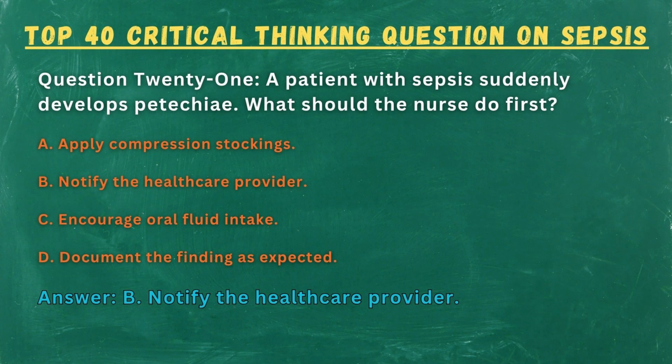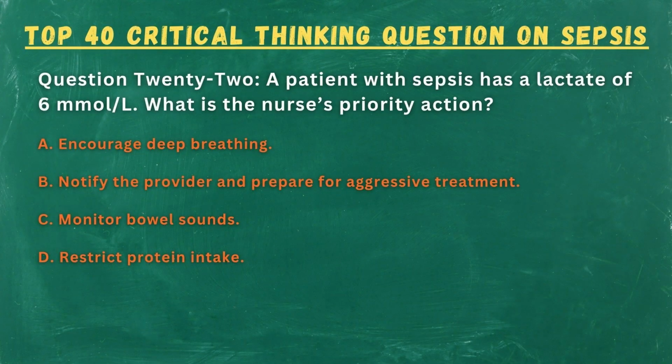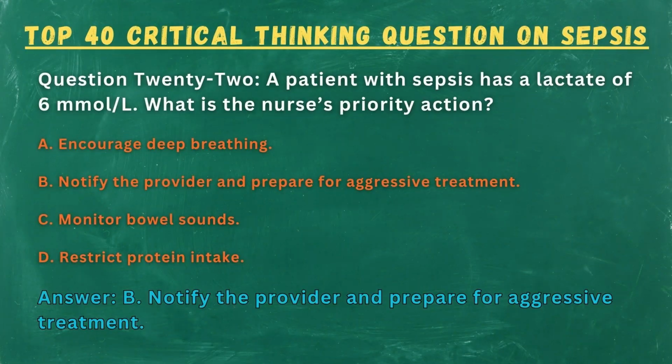Answer: B. Notify the healthcare provider. Question 22. A patient with sepsis has a lactate of 6 millimoles per liter. What is the nurse's priority action? A. Encourage deep breathing. B. Notify the provider and prepare for aggressive treatment. C. Monitor bowel sounds. D. Restrict protein intake. Answer: B. Notify the provider and prepare for aggressive treatment.